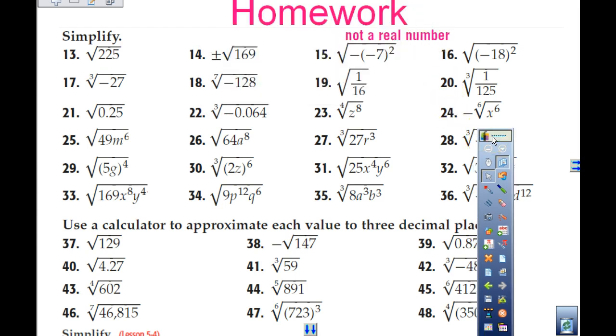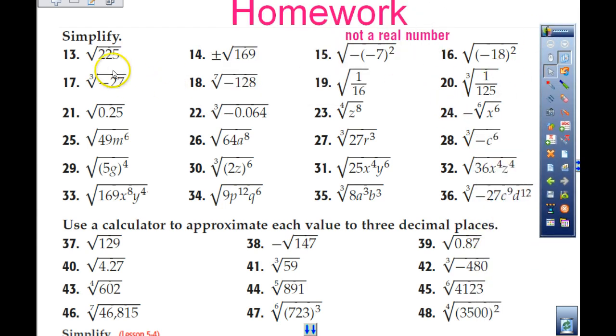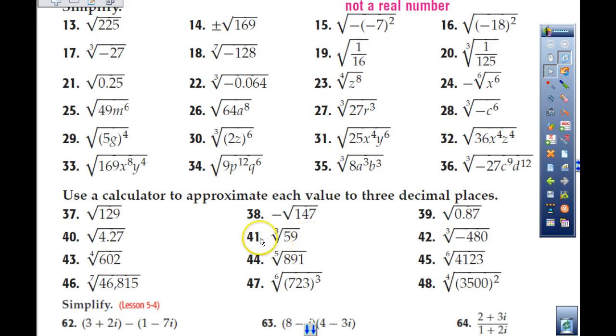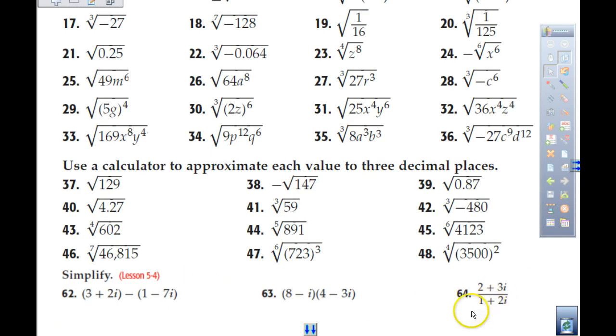Okay. So the first part is kind of what we've been practicing. Up to 22, it's just numbers. Then we add in the variables, so you have to think about absolute value. And then the last part is calculator work. Just make sure you know how to use your calculator. It says round to 3 decimal places, so make sure you do that. And the last 3 are just some review with imaginaries.